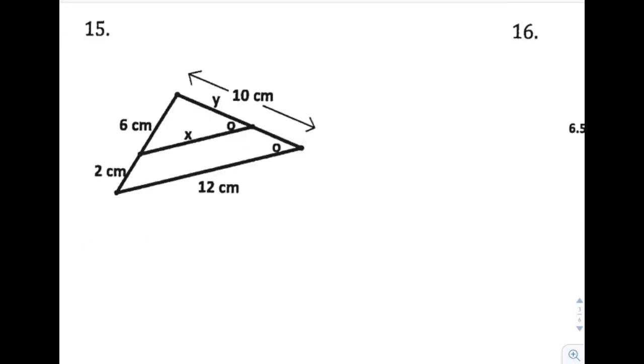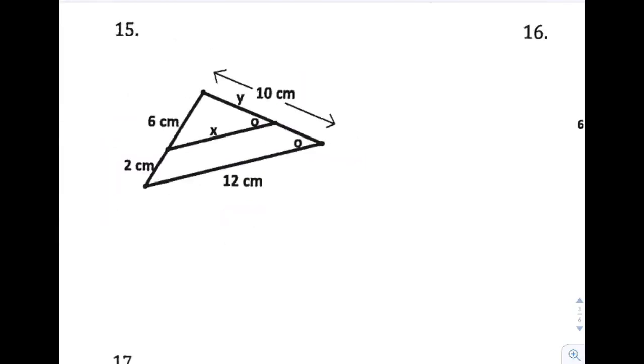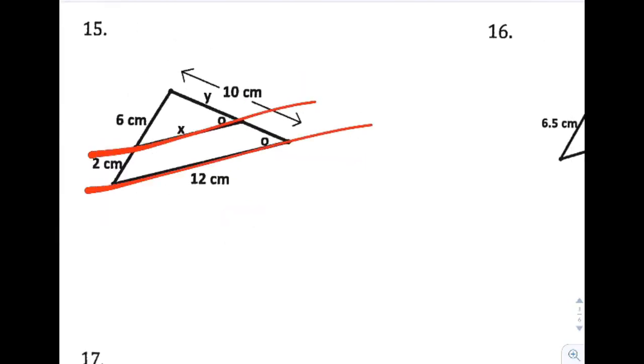Okay, so on number 15, you do have parallel lines, and you know that because that angle is the same as that angle as it's marked there. So if those two angles are the same, then these two lines would be parallel. So now that we know that, you could make similar triangles here because you have those angle pairs and you have the reflexive angle at the top. So you know you have similar triangles.